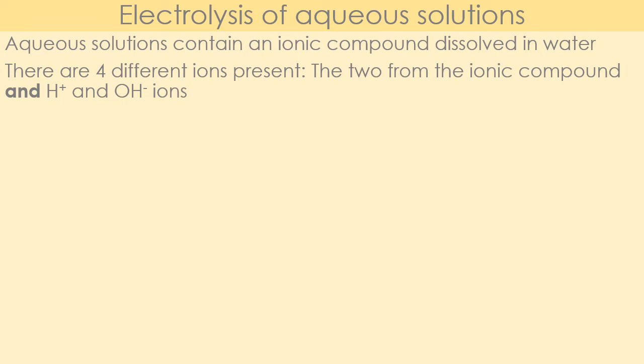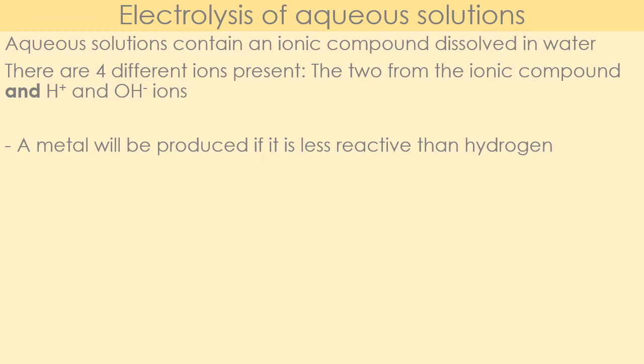2 of them will be attracted to the cathode and 2 will be attracted to the anode. And we only get 1 thing being produced at each one. We're not going to get our hydrogen and our metal being produced at the cathode, and we're not going to get our oxygen and our non-metal being produced at our anode. Instead, we have some rules that we need to follow. And the rules are very, very simple.